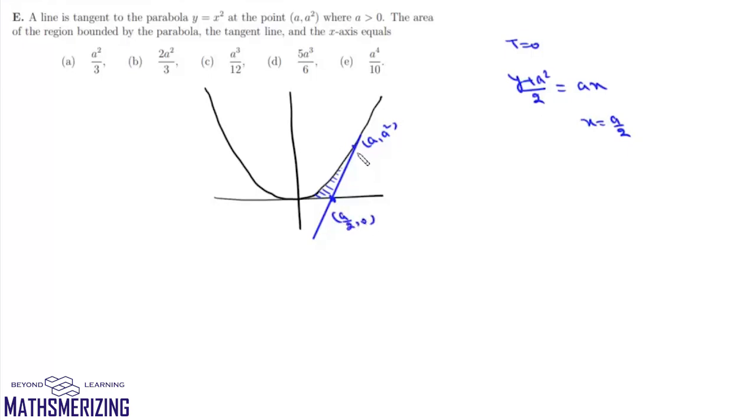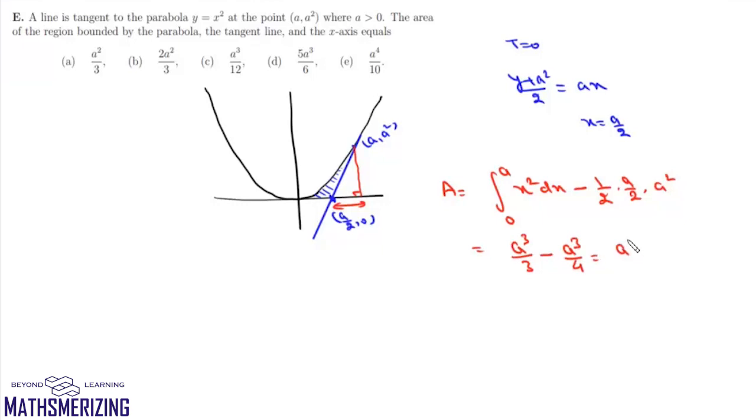Now in order to find this area, we'll find the area under this parabola with the x-axis, and then we'll subtract the area of this right angle triangle. So this area will be the integral from 0 to a of y dx, which is x square dx, minus 1 by 2 times the base a by 2 and the height a square. So this value will be a cube by 3 minus a cube by 4. So this area will be a cube by 12, and that's your option number C.